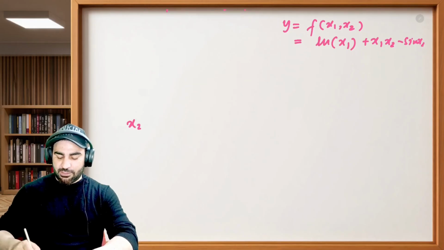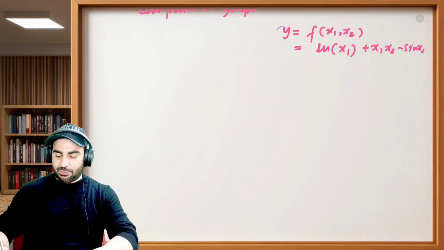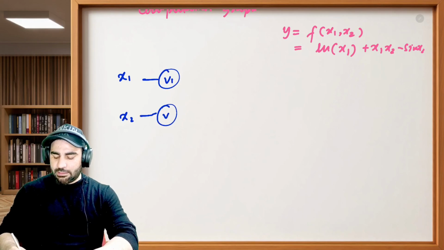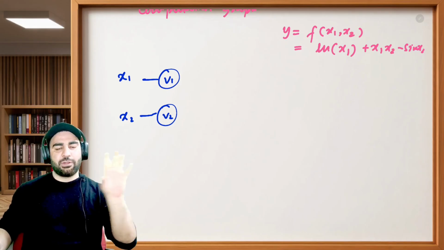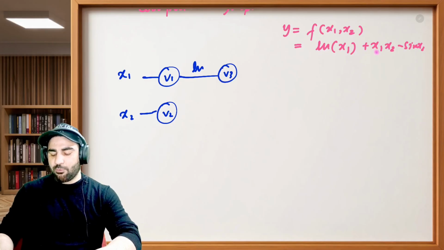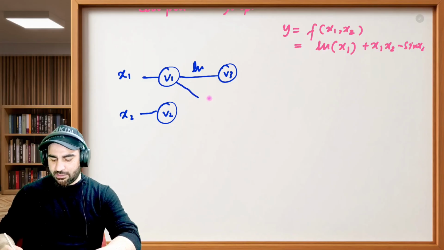Let me draw it with another color so that it's visible. So how to do this? This is x1, x2, and you have v1 and v2. We start with v1 and v2 and directly give them the values x1 and x2, and then we apply log on this. Once we apply log, suppose we get v3. This is the first function. Then we have to do x1 multiplied by x2, so we multiply these and get some node. Let me make these nodes better.